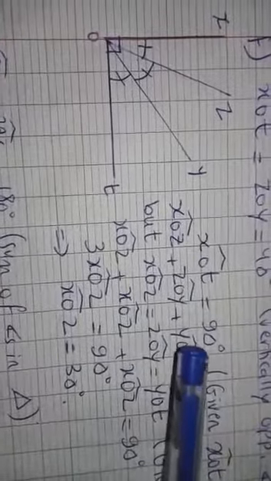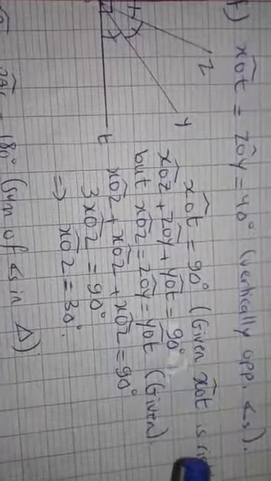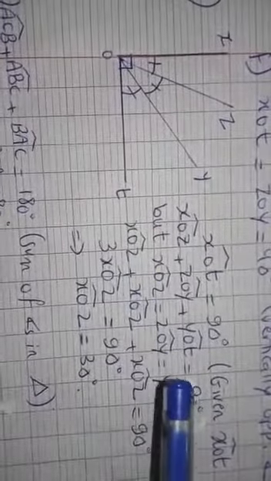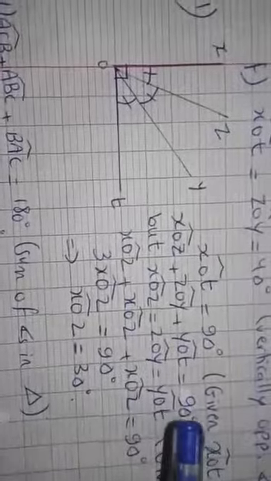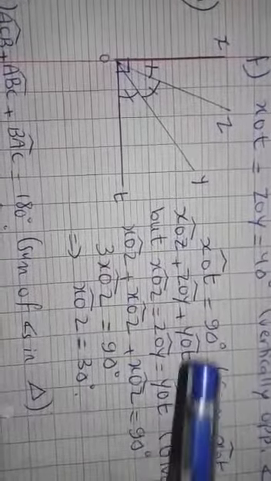Then we start with XOT equals 90 degrees. Why? It's given that XOT is right. And we can write that XOZ plus ZOY plus YOT, the summation of these three angles, gives us the big angle XOT, which is 90 degrees, right?